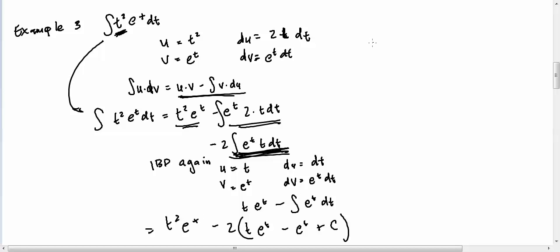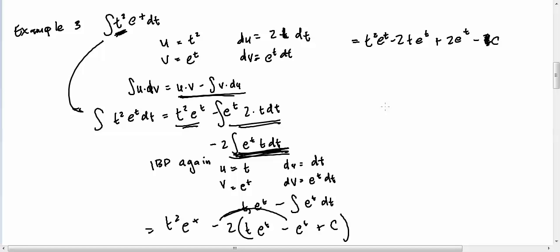So simplifying all of this, I've got t squared e to the t minus 2 t e to the t minus 2 e to the t plus, well, actually this would be a plus, wouldn't it? Because that negative got distributed. And then this would be minus 2 times a constant. And actually, you don't really need this 2 times a constant, because this constant can be anything, so we can just absorb that 2 into that constant. We don't necessarily know what it is, so we'll just leave it like that. And there we go. That is your answer, actually.